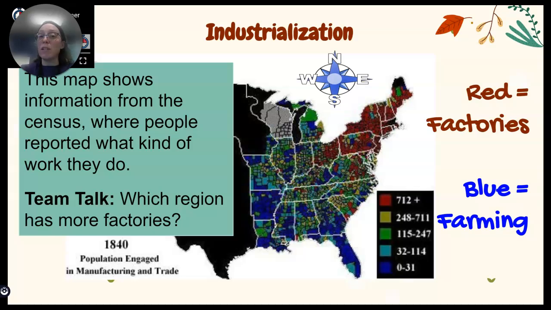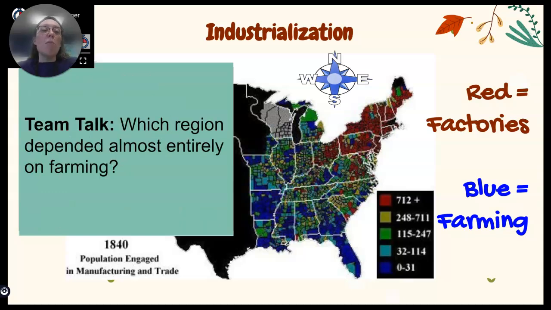So thinking about those regions, we have the North and the South. Which region has more factories? Which region depends almost entirely on farming in 1840?